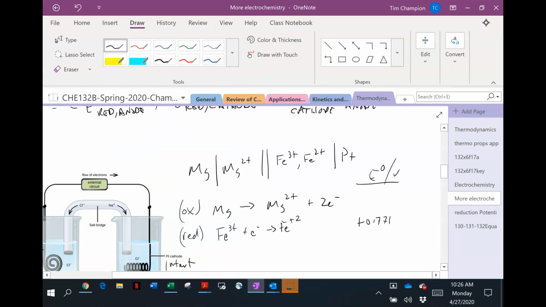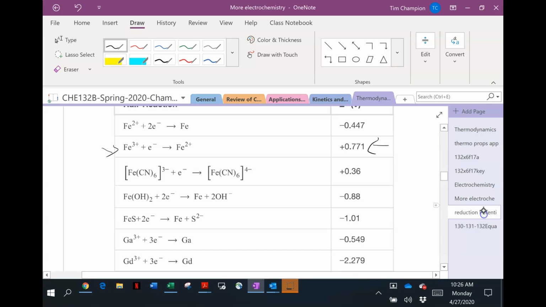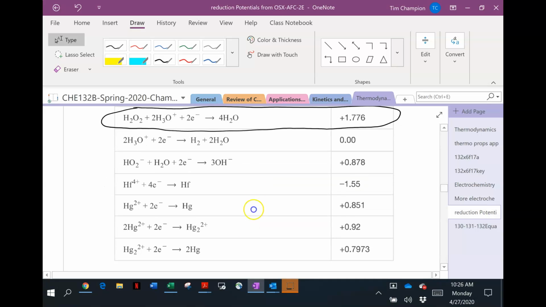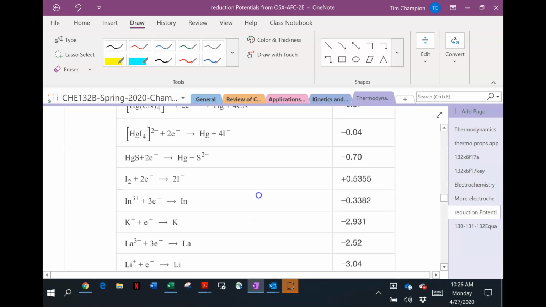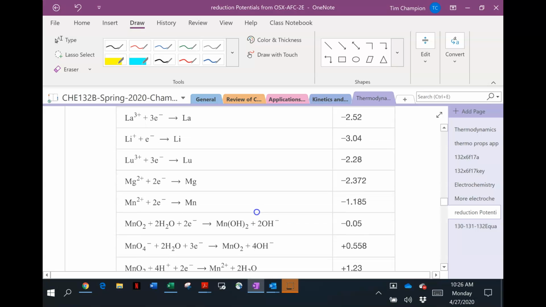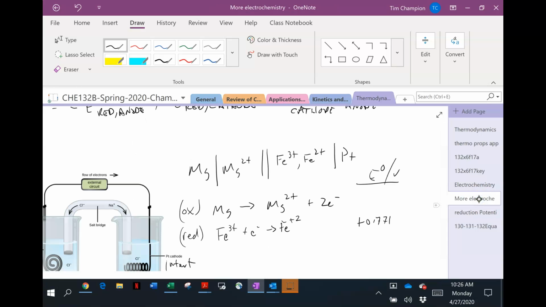Then let's go find the magnesium one. So going back to the tables and going down alphabetically here, looking for magnesium. And magnesium ion, +2 ion, picking up 2 electrons and becoming magnesium is negative 2.372. What we're doing is the opposite of that, so it'll be positive 2.372. And you may notice that's a pretty large voltage compared to what we've been seeing.